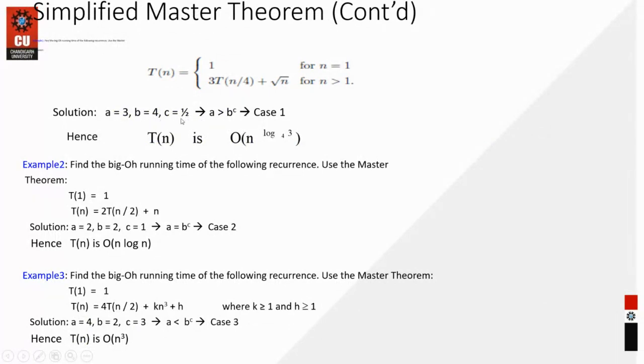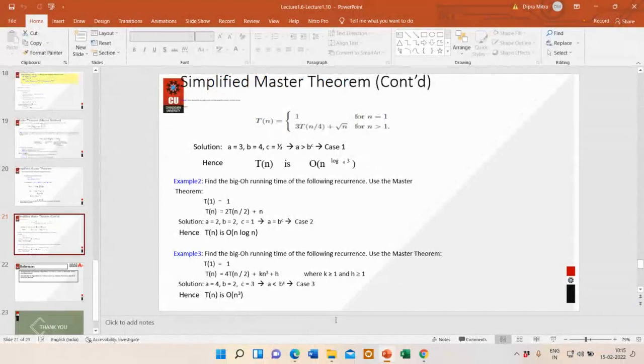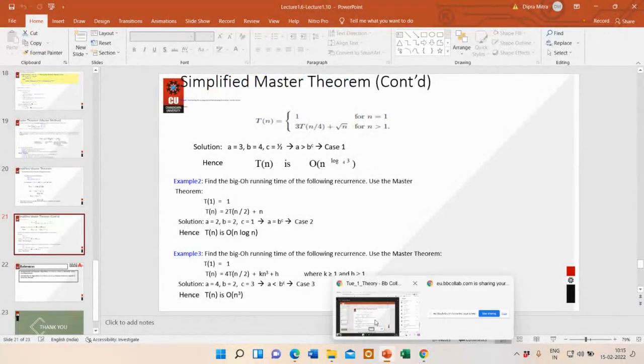a is 3, b is 4, c is half, a greater than b to the power c. How is that calculated? Please let me know. Is it clear or not? Is it clear, everyone?